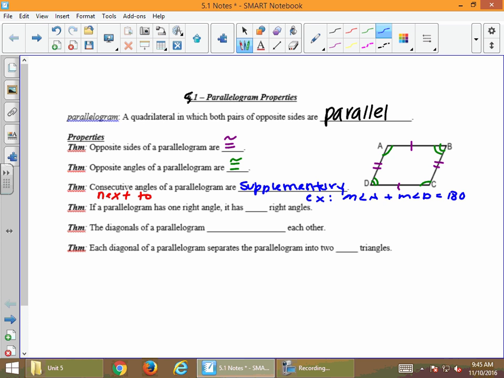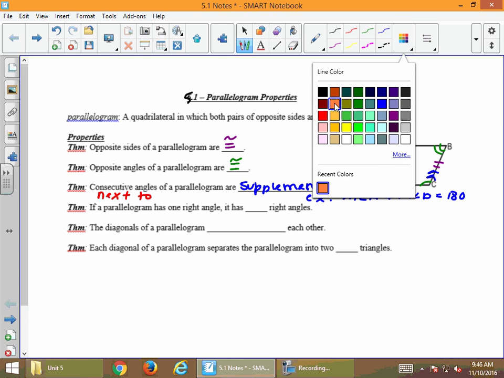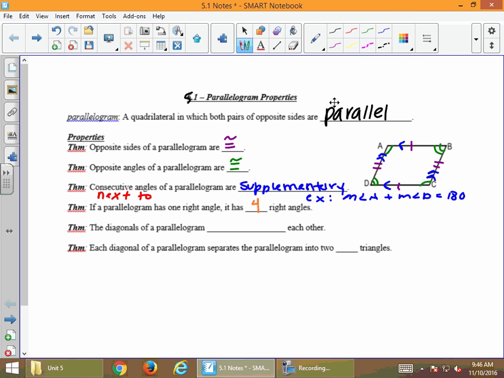Questions over that? The reason why they add to 180, remember, is that the opposite sides of parallelograms are parallel, so they are same side interior angles. And same side interior angles add to 180. So that's why. If a parallelogram has one right angle, it's going to have 4 right angles. So one of them is 90 degrees. All the other ones are also going to be 90 degrees.